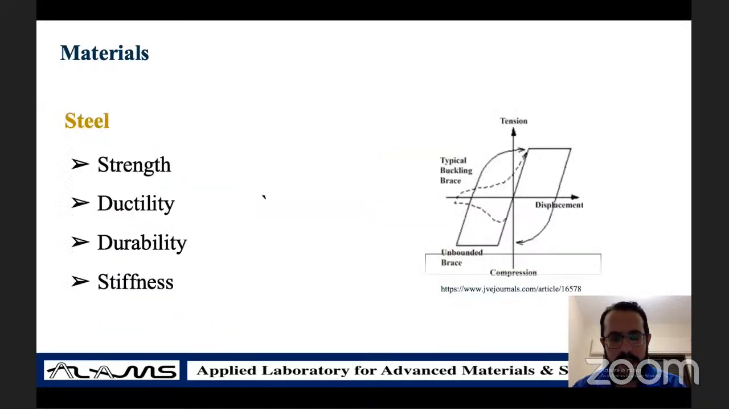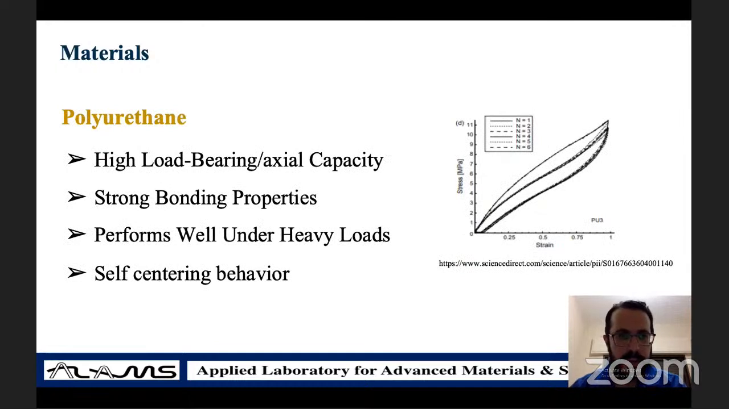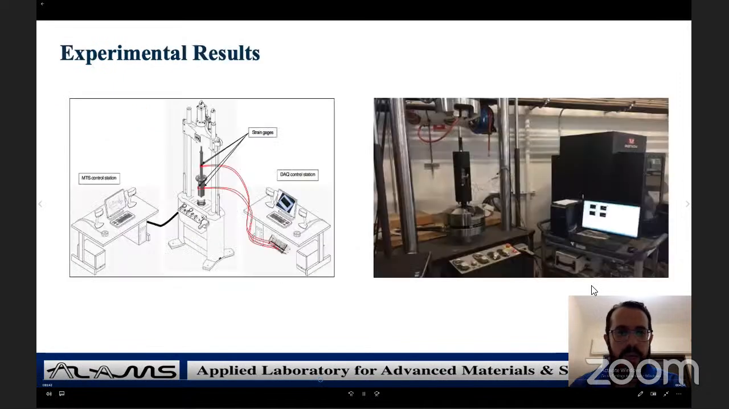And as we all know, steel has some good strength, ductility, durability, and stiffness characteristics that are utilized to provide the overall stiffness and integrity of the system. On the other hand, the main component that takes the load is the polyurethane. So this material has a high load-bearing axial capacity. It also has some strong bonding properties. It performs well under heavy loads and impact loads, and also it has very good self-centering behavior, which is very critical in seismic applications.